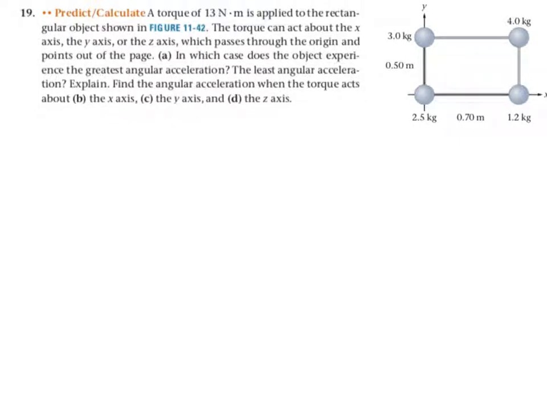Chapter 11, Number 19. A torque of 13 Newton meters is applied to a rectangular object shown in the figure. The torque can act about any of the x-axis, the y-axis, or the z-axis, each of which pass through the origin, and the z points out of the page. In which case does the object experience the greatest angular acceleration?